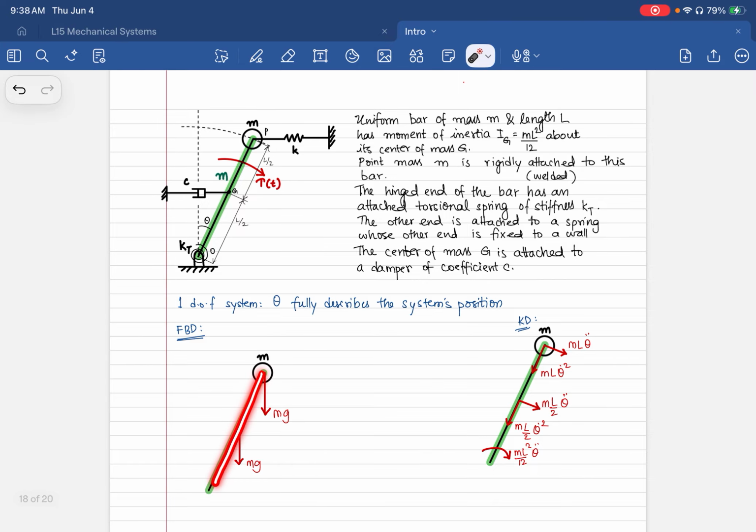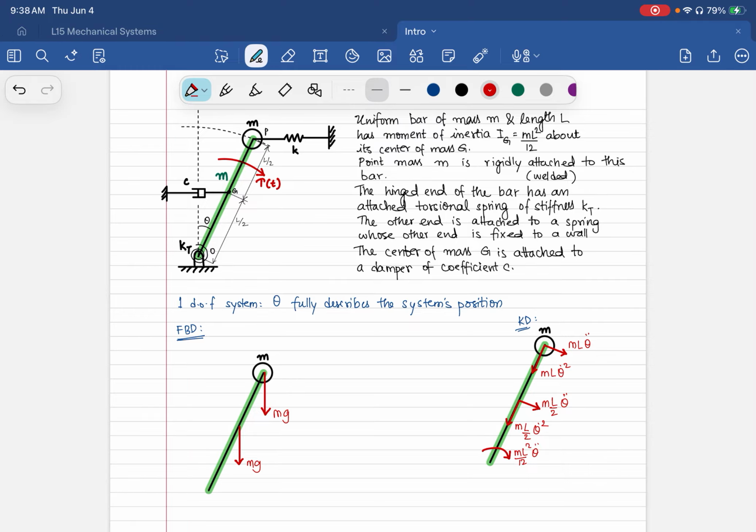Essentially, having this system where you have one particle that is attached rigidly at some other point, it creates this distribution of mass, wherein this here is a uniform bar of mass m, and this here is another mass that's attached. Okay, so they're both of the same mass m, which is why it's mg. Okay, that's one thing out of the way.